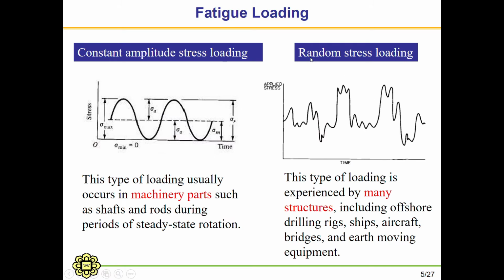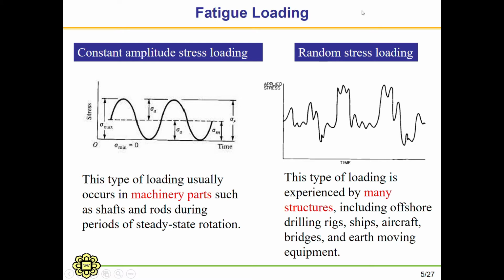Okay, there are two types of most commonly known fatigue loading. The first one is constant amplitude stress loading. Why do we say this? This type of loading usually occurs in machinery parts such as shafts and rods during periods of steady state rotation. We say that as steady state. You can see here the constant amplitude means that the amplitude will be maintained the same. It starts with a certain stress, and then it keeps increasing and reaches the maximum stress here. Now it's unloading until it reaches a certain value as well, and then it goes back to the same amplitude as before, and the process keeps repeating.